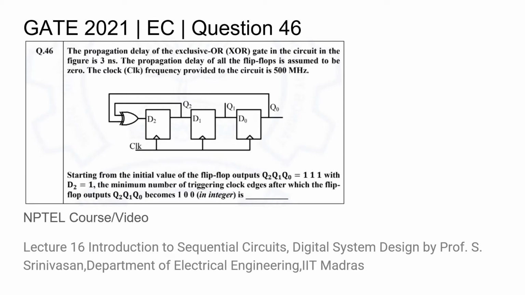This is question 46 from the GATE 2021 EC paper, where we are given that the delay of the XOR gate is 3 nanoseconds and that the clock frequency is 500 megahertz for this sequential circuit. If the initial state is 111 and the output of the XOR gate is equal to 1, then what is the minimum number of triggering clock edges after which the flip-flop outputs become 100?